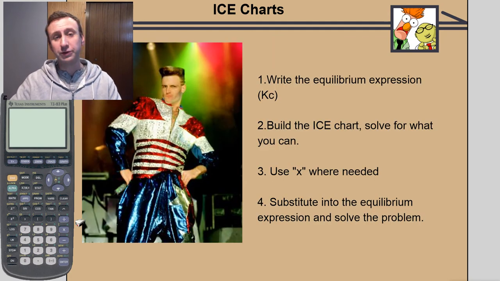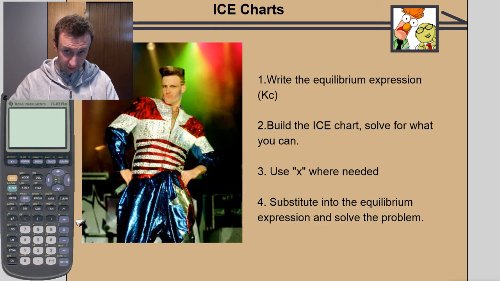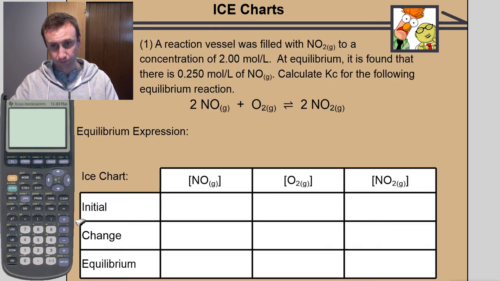All right, so first you're going to write out your equilibrium expression, which is equal to Kc. You're going to build your ice chart and solve for everything you can. Sometimes you have to use X's for changes, for example, because you don't have enough information to solve. That's rare, but it happens for the really difficult questions. And then from there, you're going to sub into the equilibrium expression and use that to solve the problem if you haven't already solved it after step 3, or step 2, I should say, of using this ice chart.